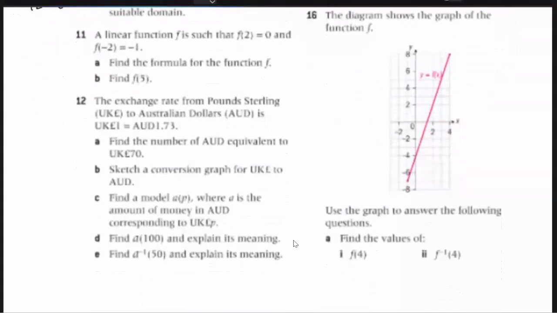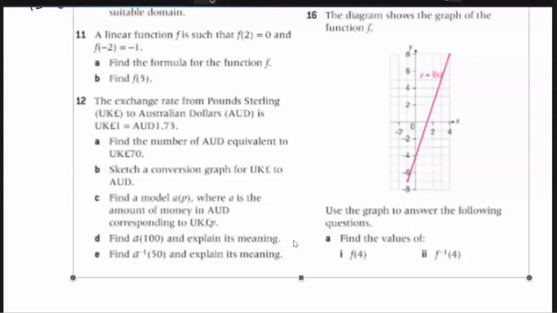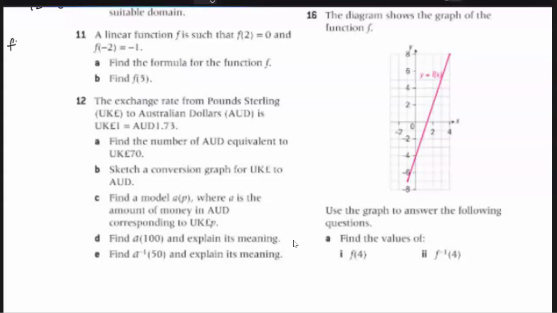Number 11. A linear function f is such that f of 2 equals 0 and f of negative 2 equals negative 1. Find the formula for the function f. This is similar to the previous problem, except it's not a word problem. So we want to find f of x equals mx plus b.